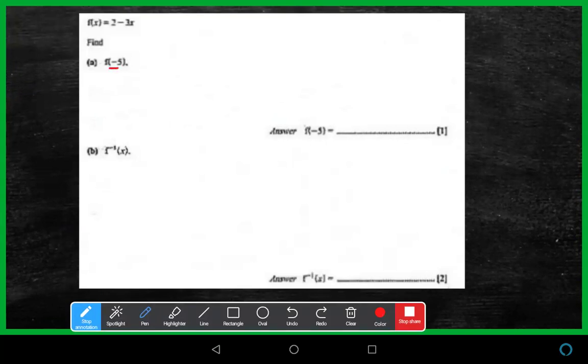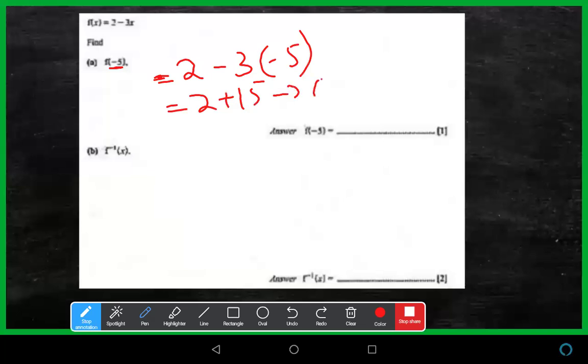We have to input minus 5. So I just need to input minus 5 in the function. So it will become 2 plus 15. The answer will be 17. So the answer is 17. When the input is minus 5, the output is 17.